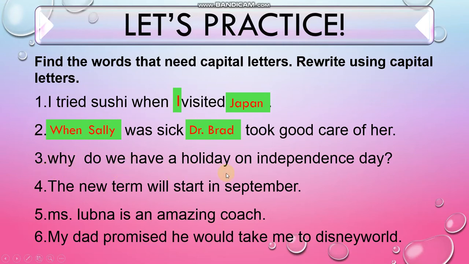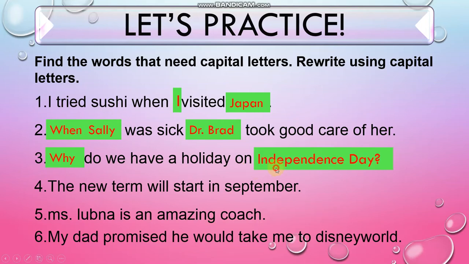Why do we have a holiday on Independence Day? So what do I need to fix here? What about the beginning of the sentence? Is that right? No, it's wrong because I need to capitalize initially. What about the rest of the sentence? Do we have something that we need to correct or need to capitalize? Which one is it? Independence Day. Yes, of course, it's a holiday.